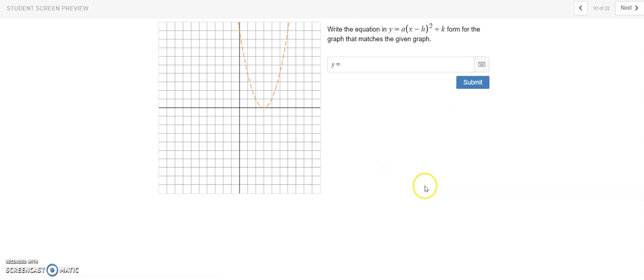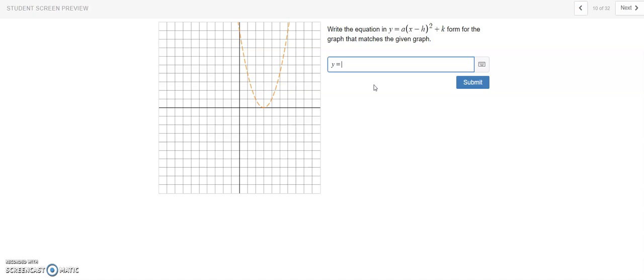So here we go. It says write the equation in y equals a times x minus h squared plus k form, which is vertex form. You have to be aware, vertex form. Looks like the parabola has only moved 3 places to the right. So I recognize my a has not changed and the up and down hasn't changed. So the only thing I need to do is put a number here to make it move to the right.